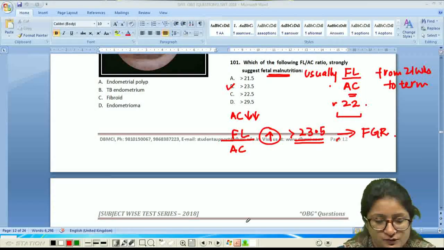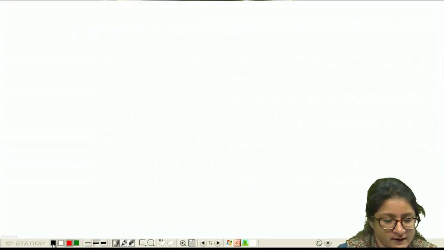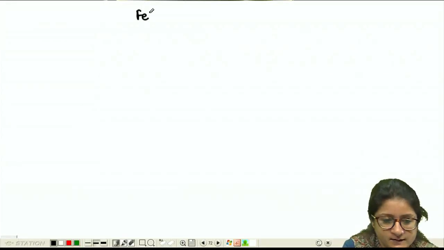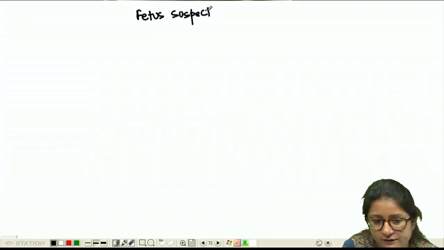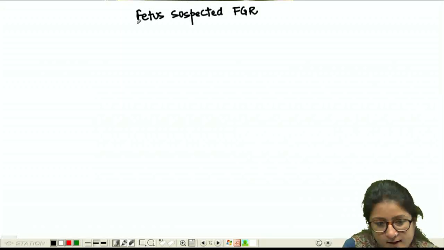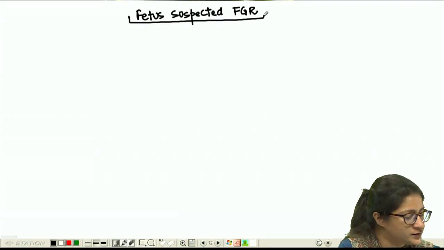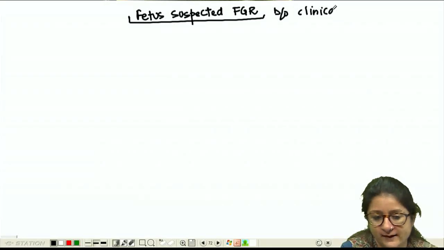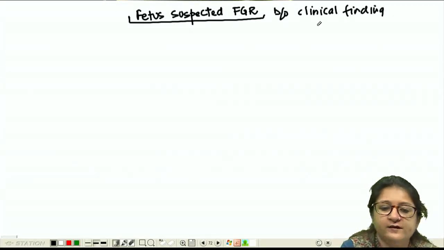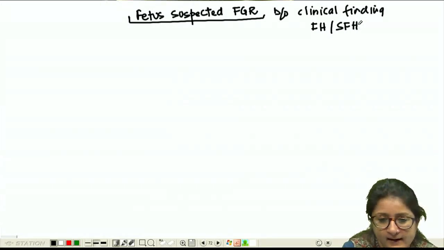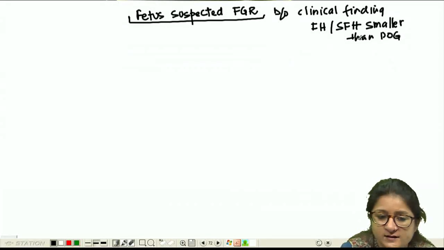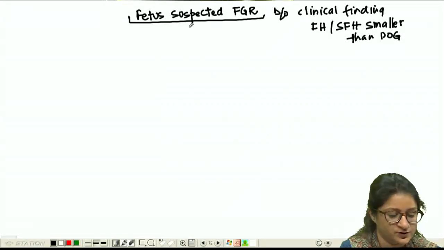right? Because fetal growth restriction, the obstetric aspects, and very importantly the Doppler aspects. So just come to think of it, whenever a fetus is suspected of fetal growth restriction, why? Because of clinical examination, because of clinical findings. On clinical findings, the fundal height or the symphysiofundal height appears smaller than the period of gestation. That is how the first suspicion of fetal growth restriction is made.